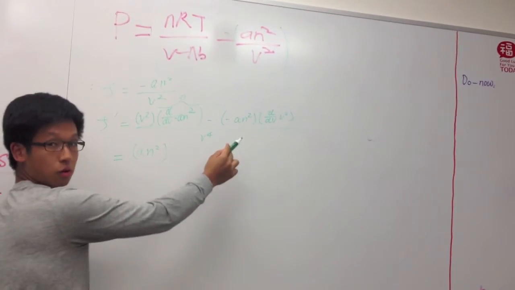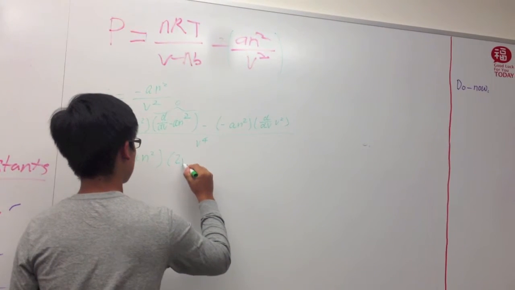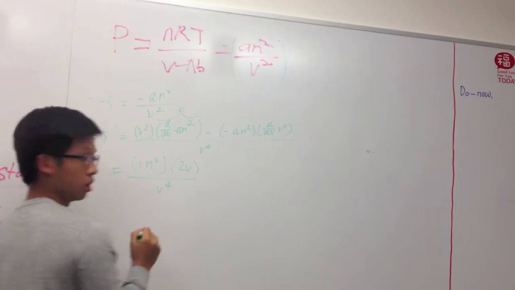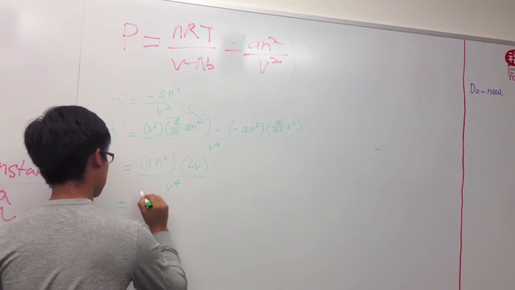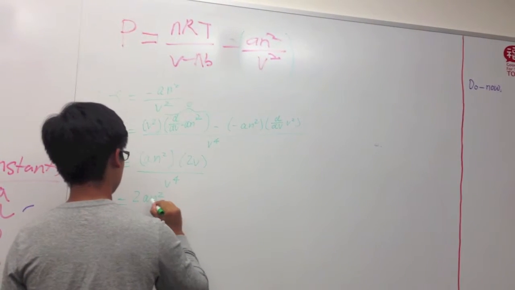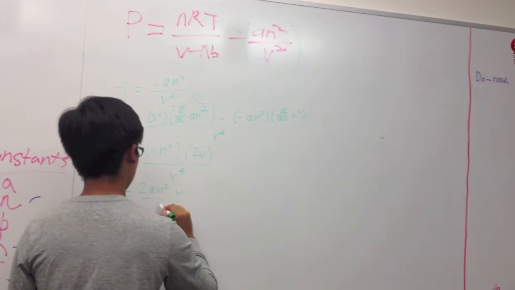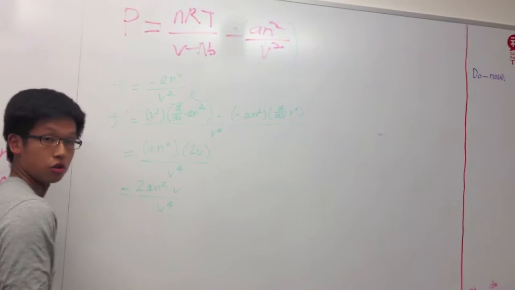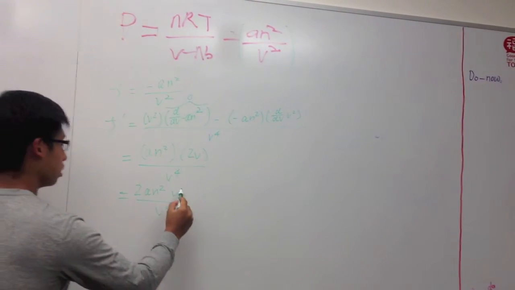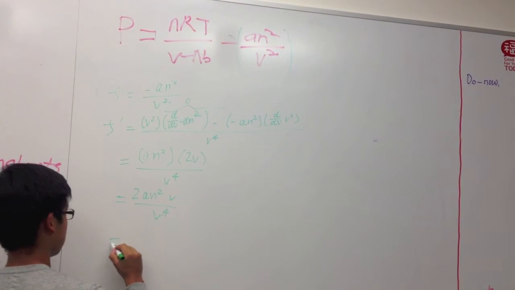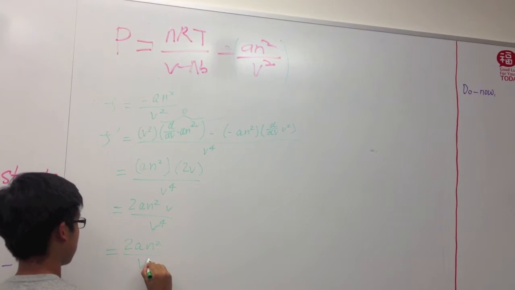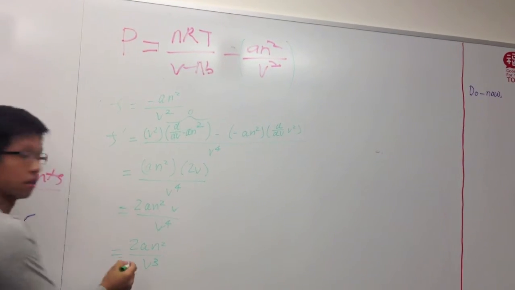The derivative of V squared is equal to 2V, and then over V to the power 4. After you multiply it, expand the numerator to 2a n squared V over V to the power 4. You try to simplify it. This is not the n, so you simplify V, cross it out. So the final answer of the second term will be 2a n squared over V to the power 3. That's it.